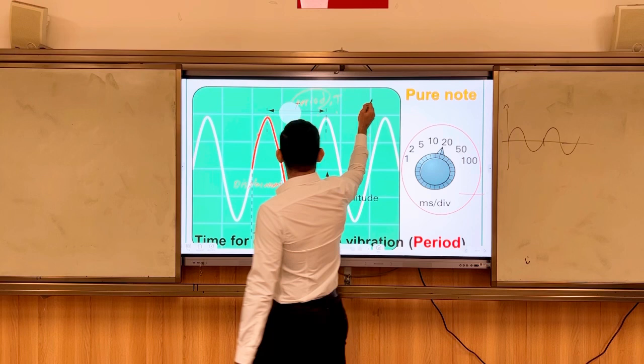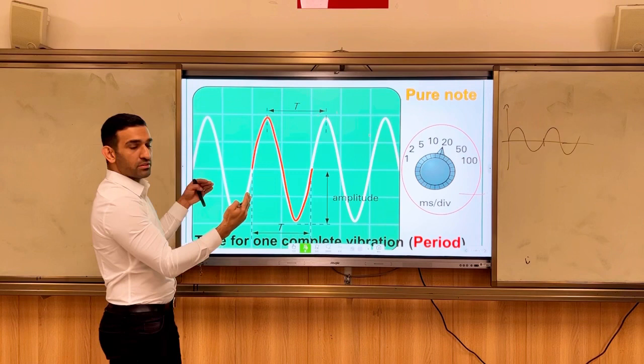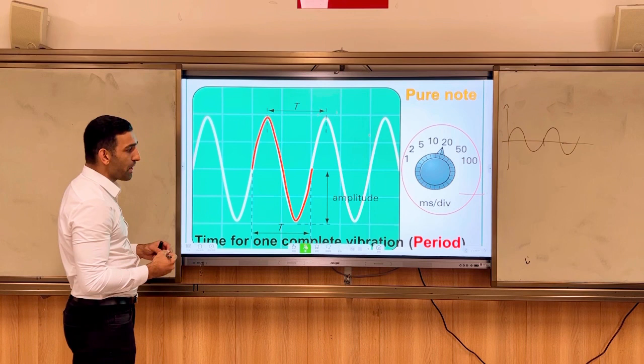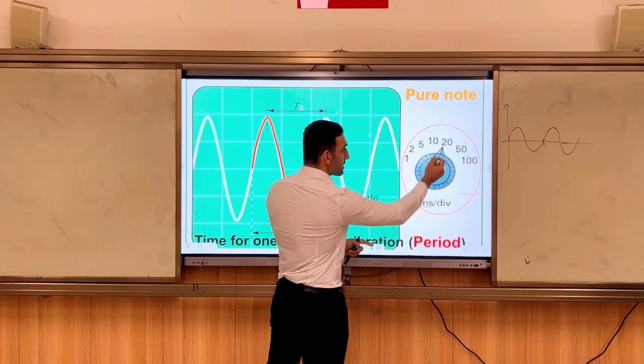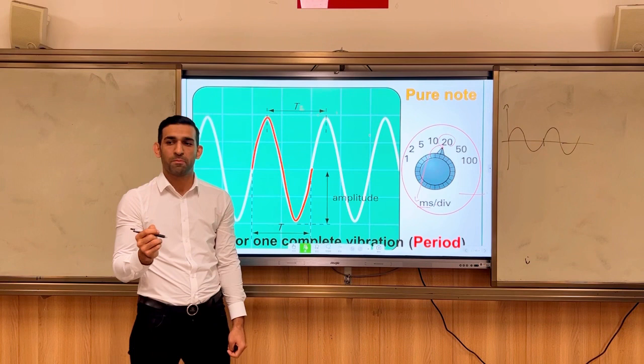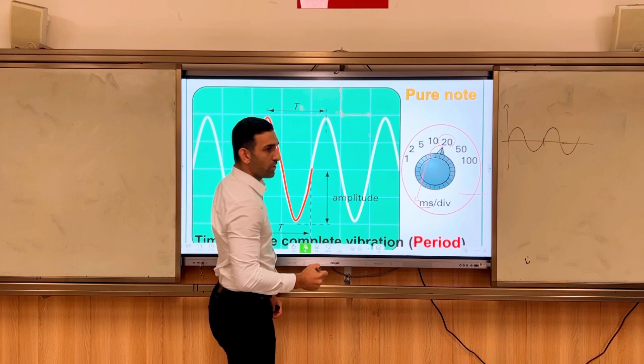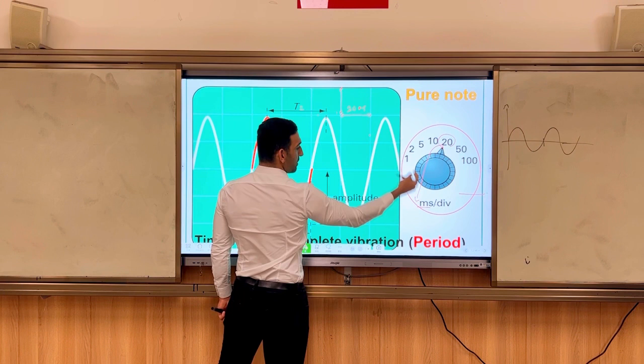Okay, perfect. So this is a screen taken from an oscilloscope, right? If you have a pure note or a pure wave, we are going to figure out how much the period is. We are talking about period because here is a time base. Why is that the time base? Because it's saying this device is set on 20 milliseconds per division. What is a division? Yes, this is one division. So one division is 20 milliseconds, all right?